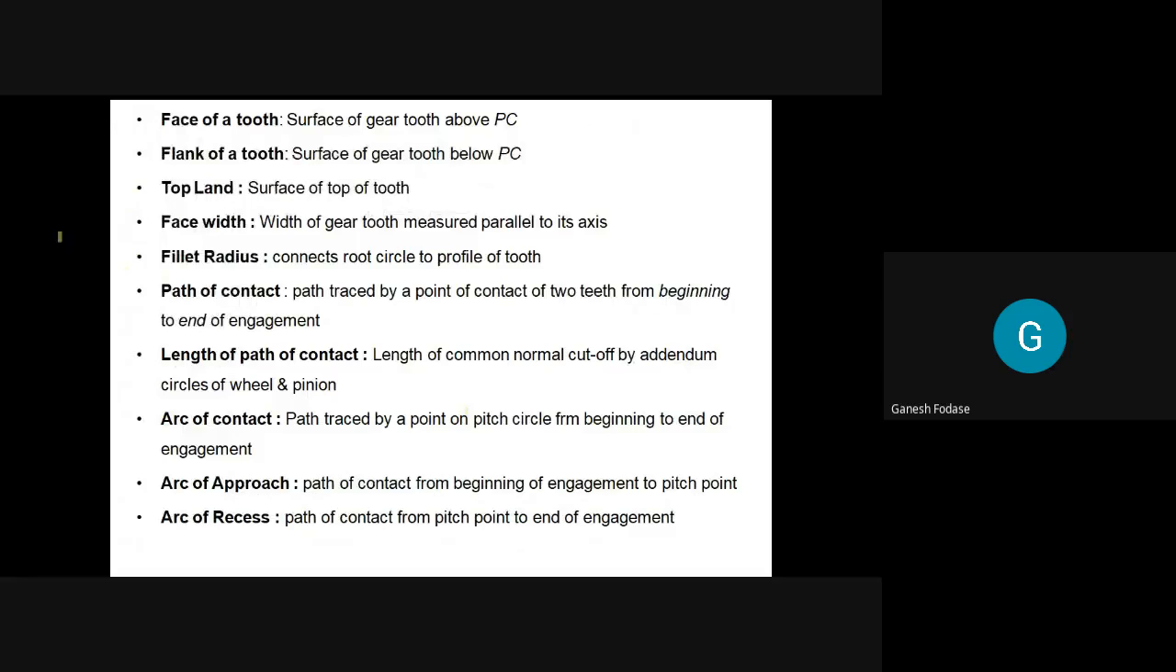Okay, now other terms like path of contact, length of contact, we will discuss later on. So next one is the law of gearing.